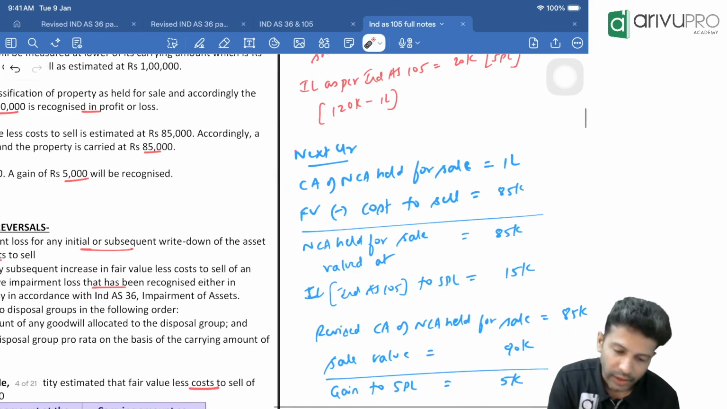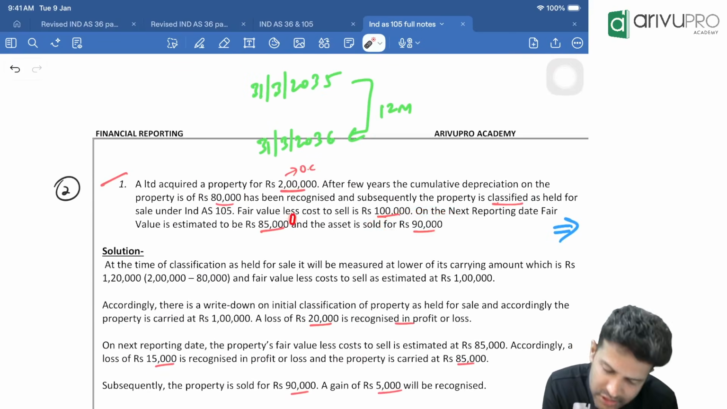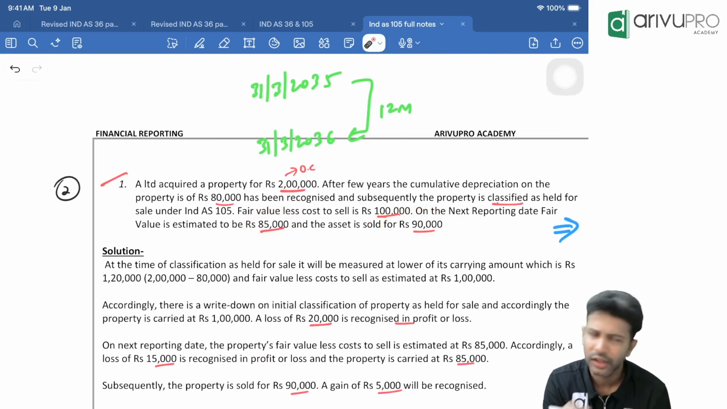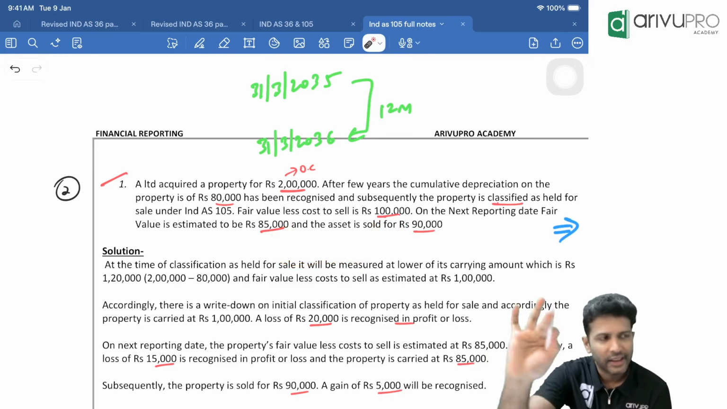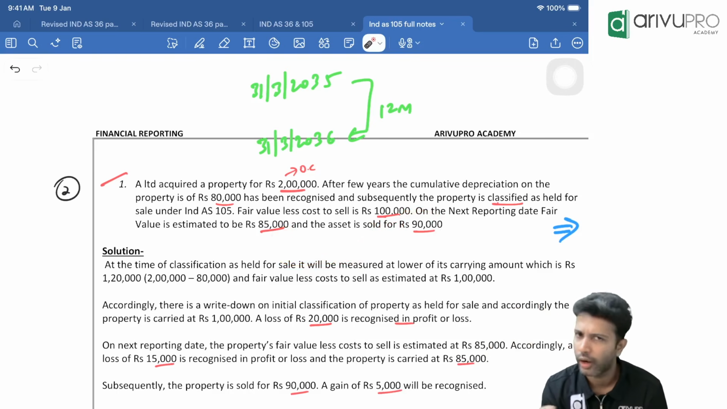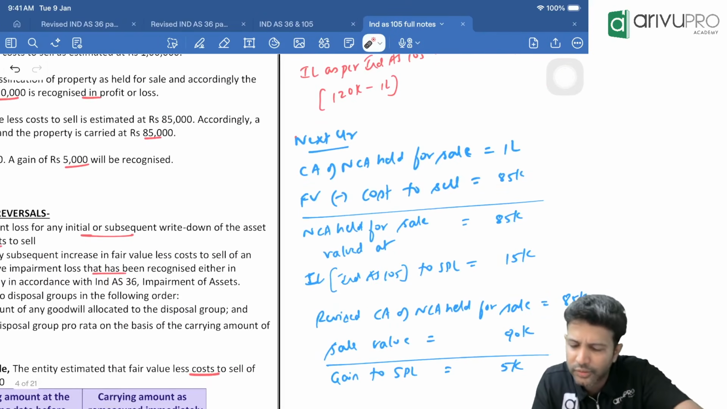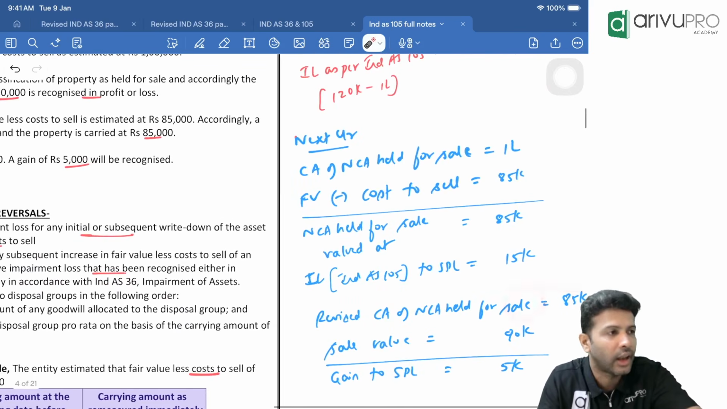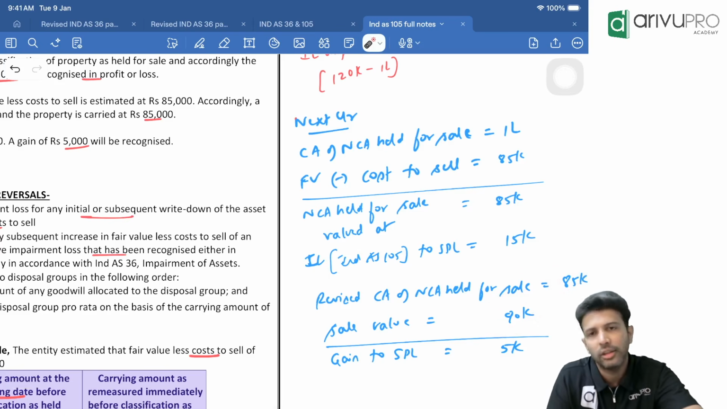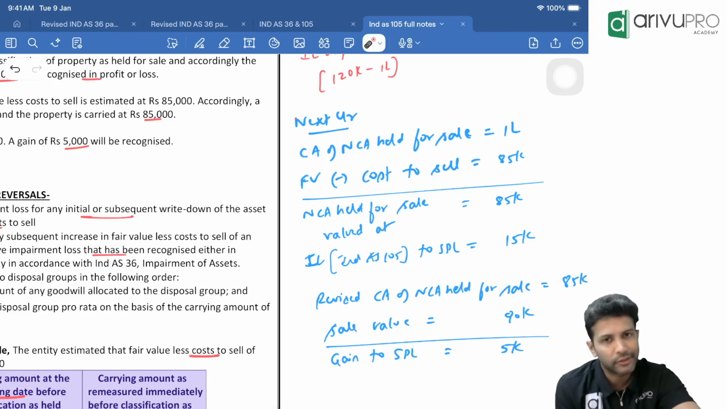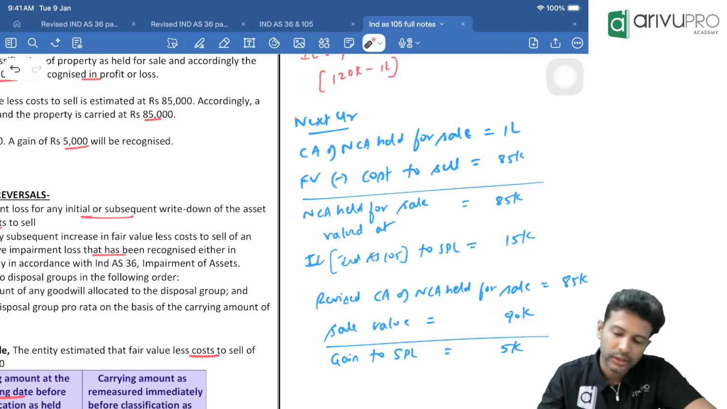Clear, sir? And finally, what they said: the asset is sold for 90,000. In the next reporting period, first the fair value became 85 and you remeasured. After that we sold. They had not given the date. Okay. Finally, we sold the asset for 90,000. Now, when you sell the asset, what will you do? Can you show the asset? No, you need to derecognize it. The carrying amount of that asset is 85,000. We sold it for 90. For an asset worth 85, if you sell it for 90, we will make a gain. It's a realized gain, which goes to SPL. That's all this question is.